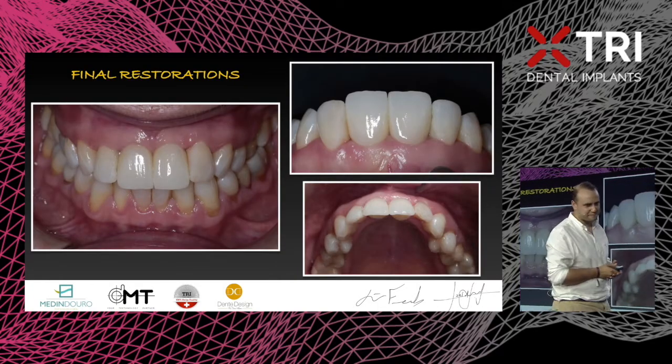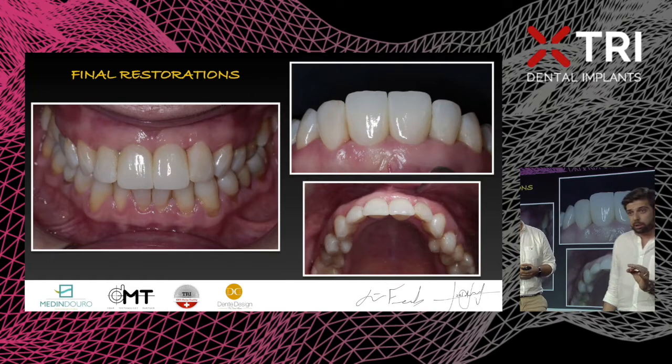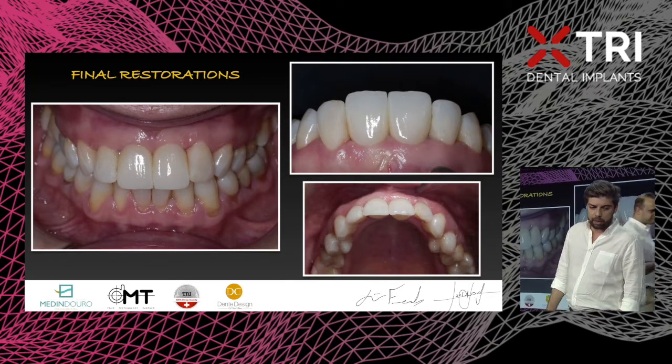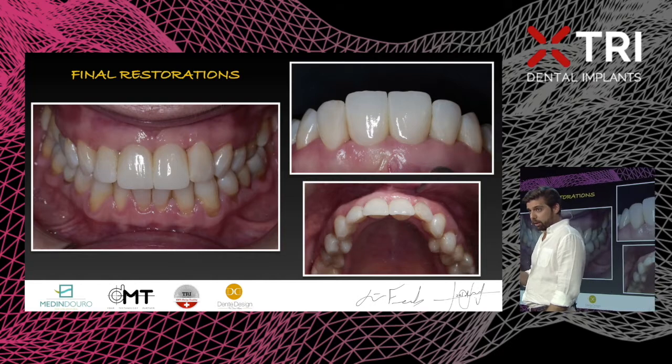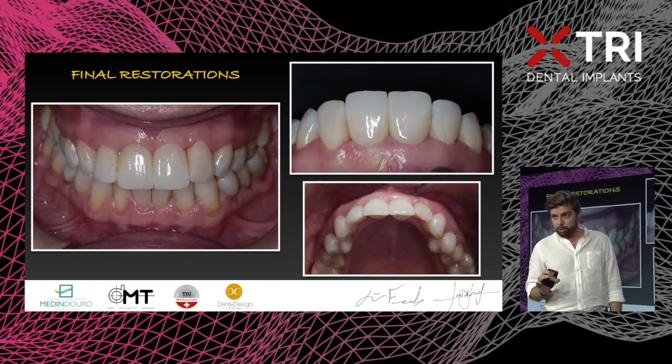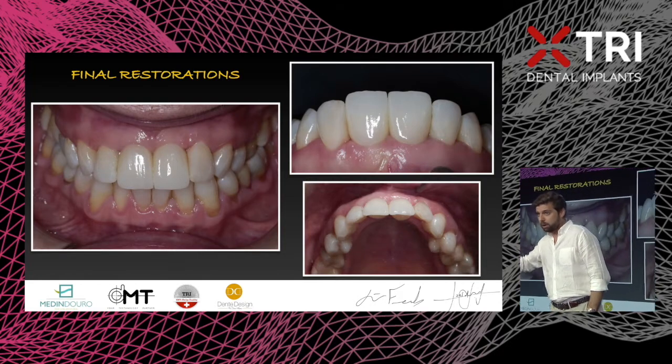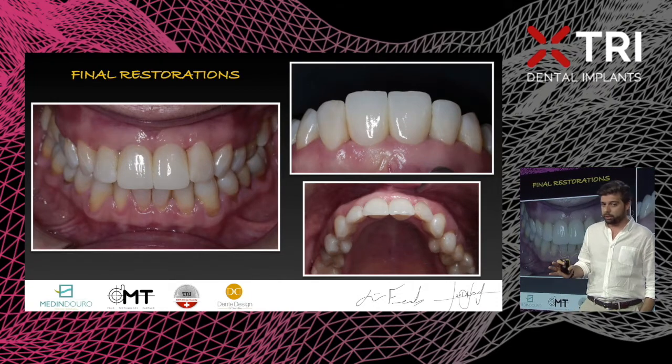So I get these beautiful pieces of art. They are the final restorations. Now, as you can see, there's no pressure being made on the tissue. You can see that clearly on the images because we respected perfectly what we achieved with the PMMA restorations.